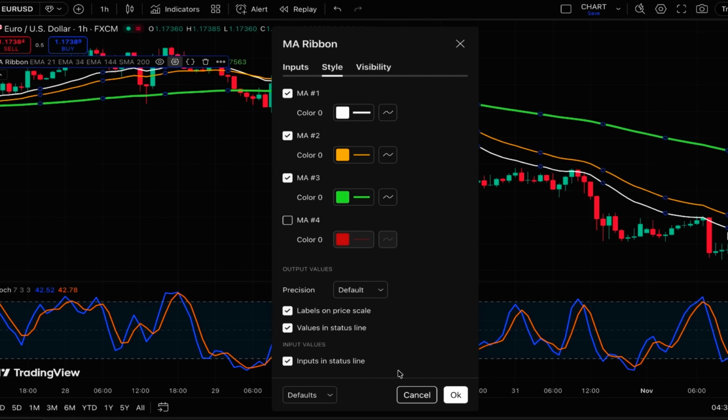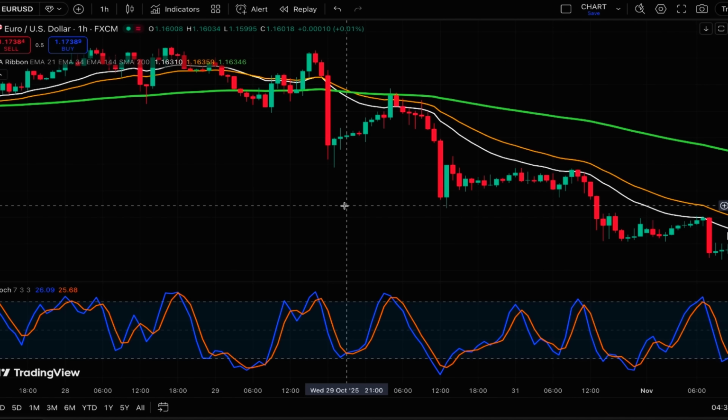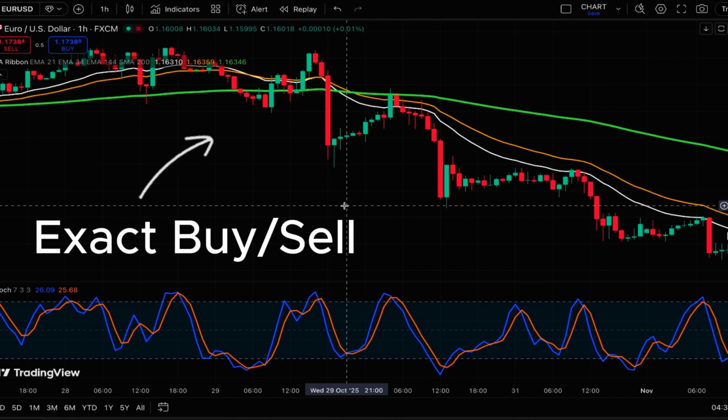Alright, we're done with the settings of the exponential moving averages, and now let me show how you find exact buy-sell signals based on this setup.